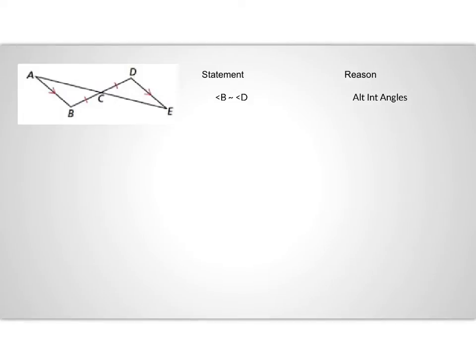Alright, so the first thing that I said to start this is that angles B and D are congruent because they are alternate interior angles. If these are parallel lines, this is our transversal, then these are alternate interiors.